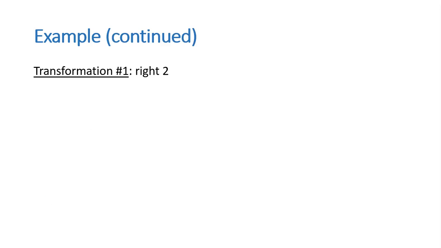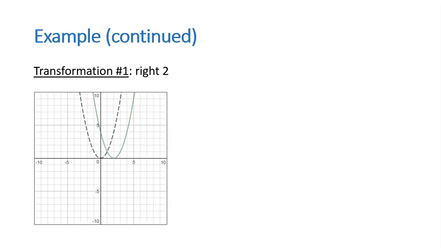So our first transformation is to shift our parent function right 2 units. So our parent function is the quadratic, it's the black dotted line. We're shifting that graph to the right 2 units. So all the points on the original parent graph are now shifted right 2 units.